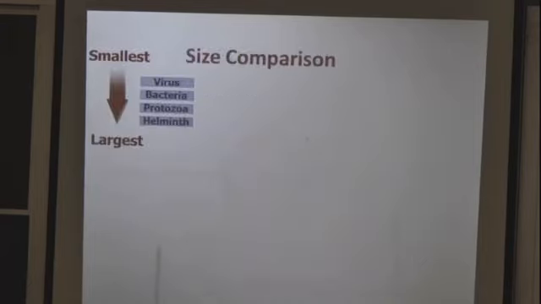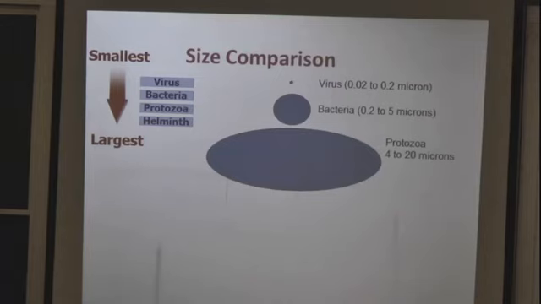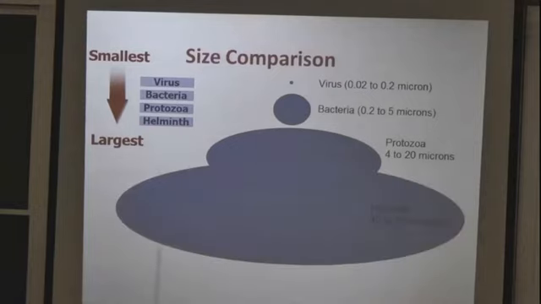So it's very classical. Then we have a size comparison: virus 0.02 micron, bacteria 0.2 to 5 microns, protozoa 4 to 20 microns, and then the worms. This is the pore size of a sand filter. So we can imagine what we can filter out. Hardly any bacteria can be removed, and viruses will pass through sand and all the simple filters.